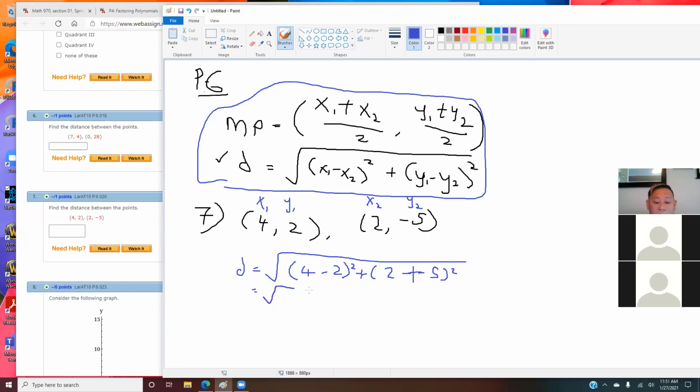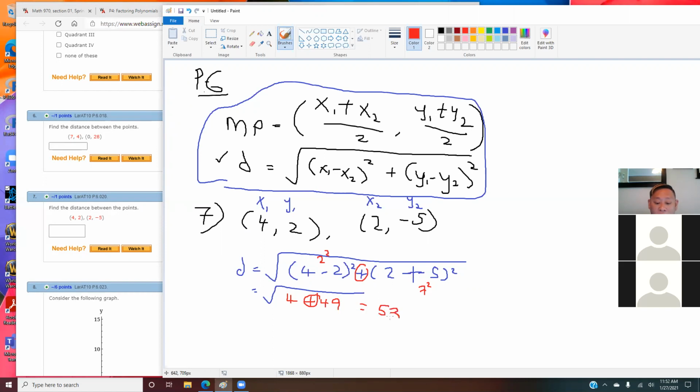So what we have in this case is 4 minus 2 is 2. And when you square it, it becomes 4. 2 plus 5 is 7. When you square 7, it becomes 49. And then you need to add it. So 4 plus 49 is 53.